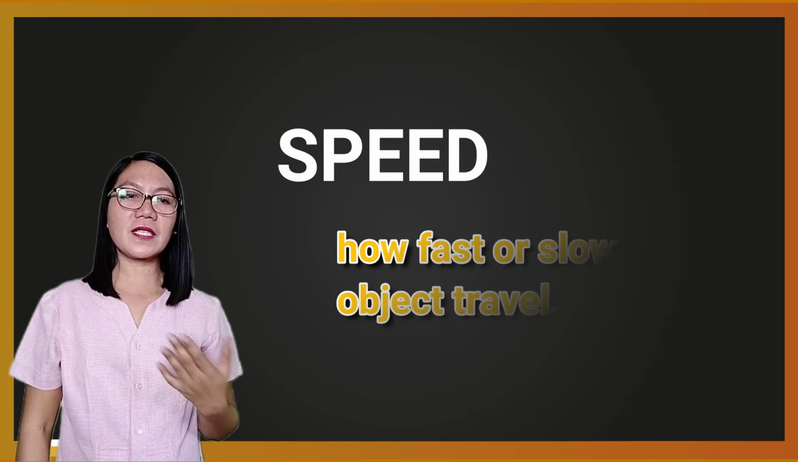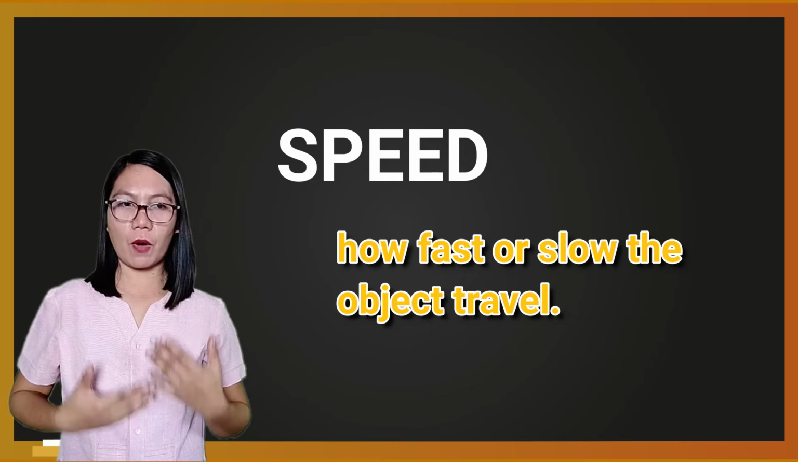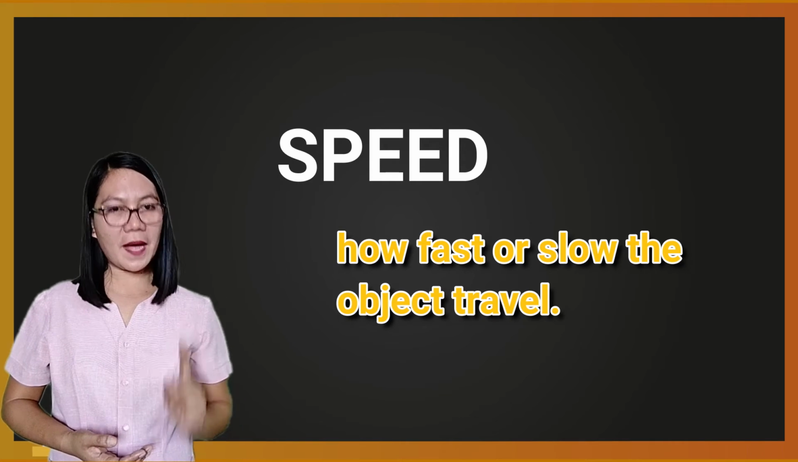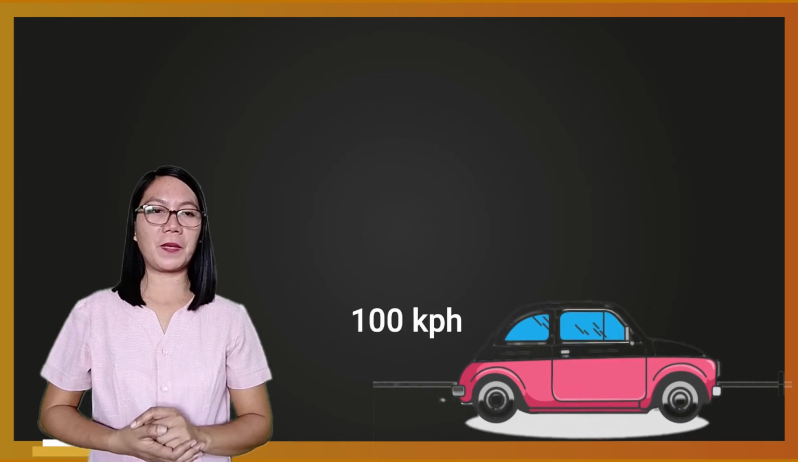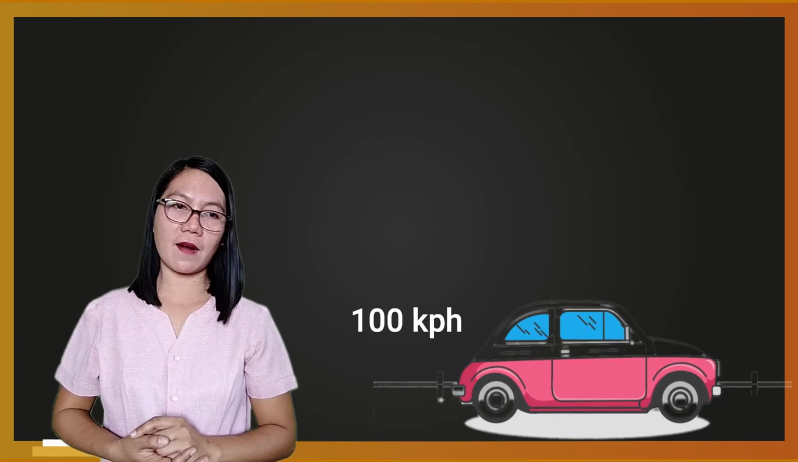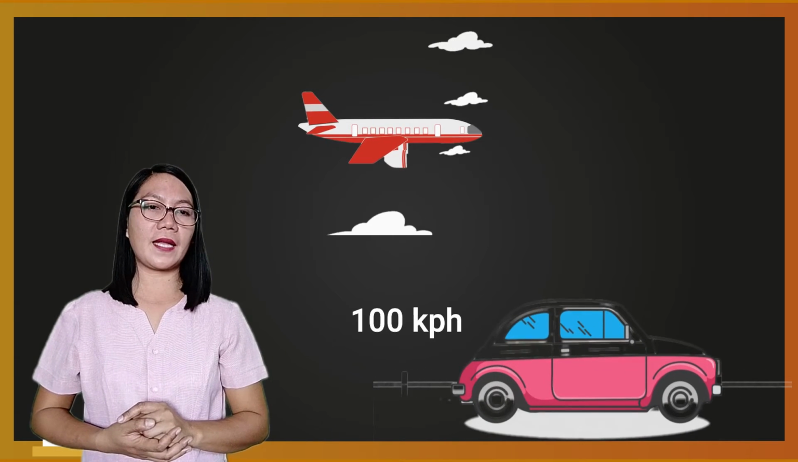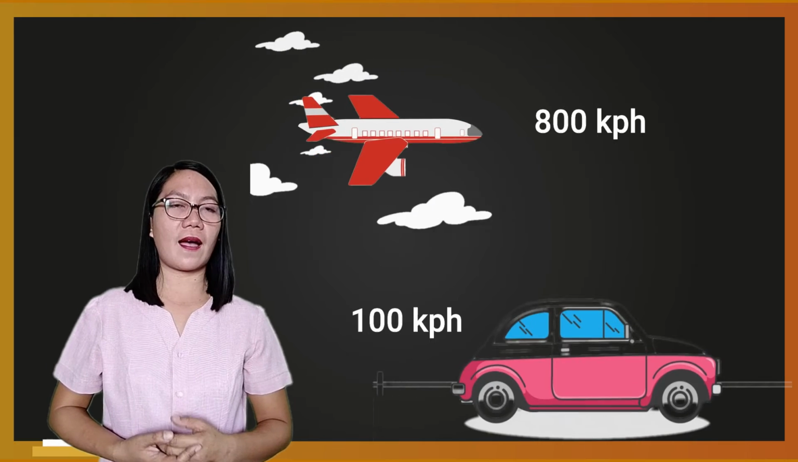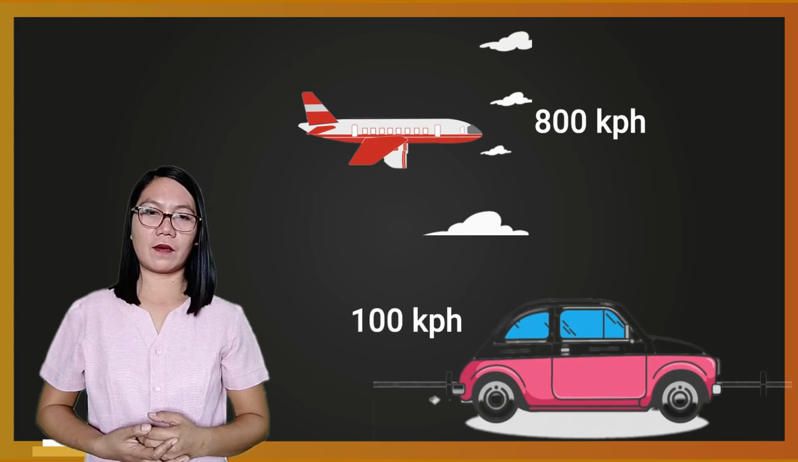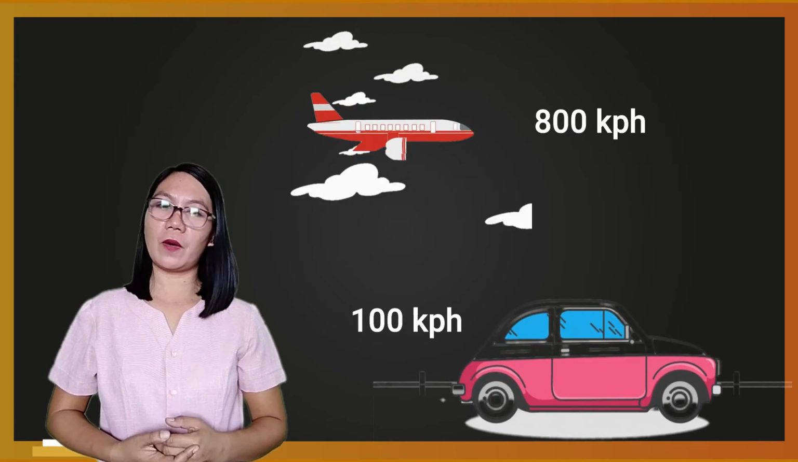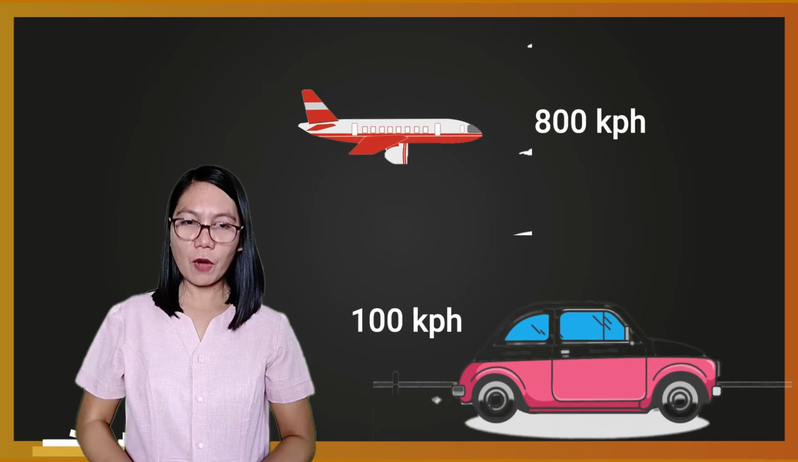That's right. Now, what do you mean by speed again? Speed refers to how fast or slow the object travels. For example, a car has a speed of 100 km per hour, and also the plane has a speed of 800 km per hour. But how do we know the speed of a certain object? Now, it's time for us to calculate the speed.